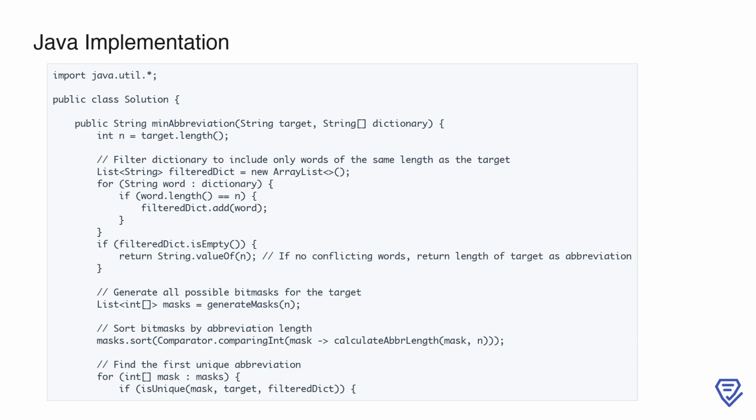The bit masks are then sorted based on the abbreviation length they produce, ensuring that we prioritize shorter abbreviations. Finally, we iterate over these masks to find the first abbreviation that is unique, meaning it does not conflict with any word in the filtered dictionary. If a unique abbreviation is found, we return it.